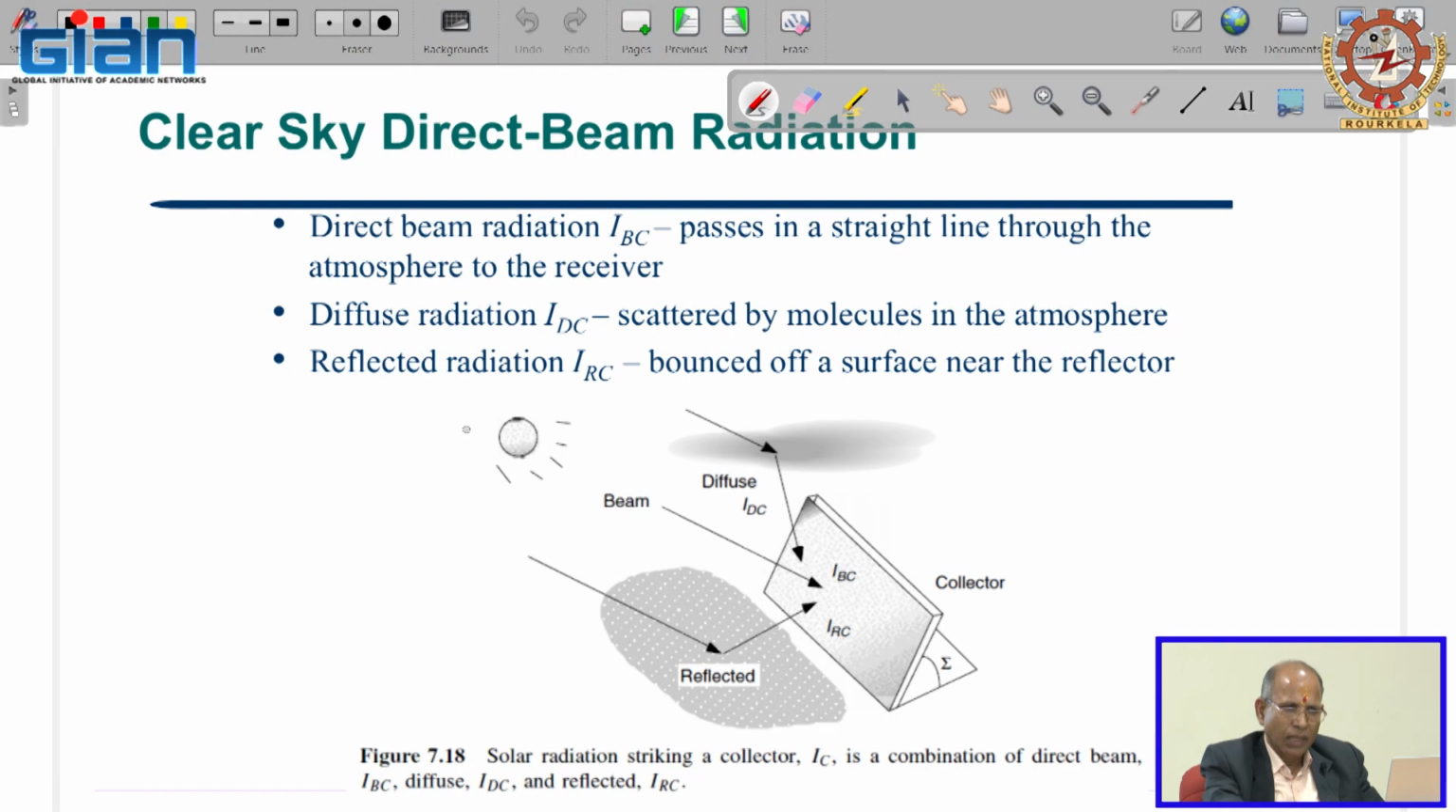Here the sun rays go into the clouds. From the cloud it could be diffused, indirect. So this is called the IDC. Most of the insolation is direct, 85%, but around 15% comes from both diffuse and reflected. So when you are dealing with the analysis, having the knowledge of this is very important.